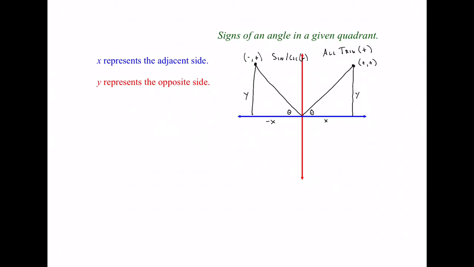So those two will be positive in quadrant 2. What about quadrant 3? So here's theta. We got negative X, but we also have negative Y. So any angle in quadrant 3 will be negative terms of their X and Y.